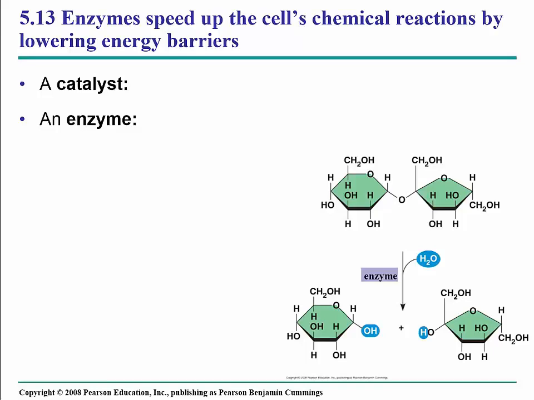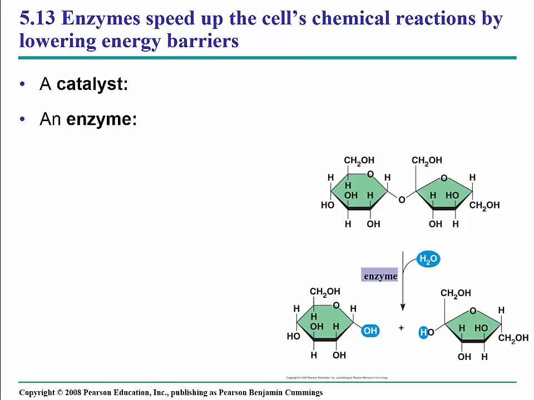A catalyst is anything that speeds up a chemical reaction within a cell, or speeds up a chemical reaction in general. An enzyme is a type of catalyst that is a protein. So our enzymes are proteins, which means they behave the way we discussed proteins behave in Chapter 3. So flash back and think about that for a moment.